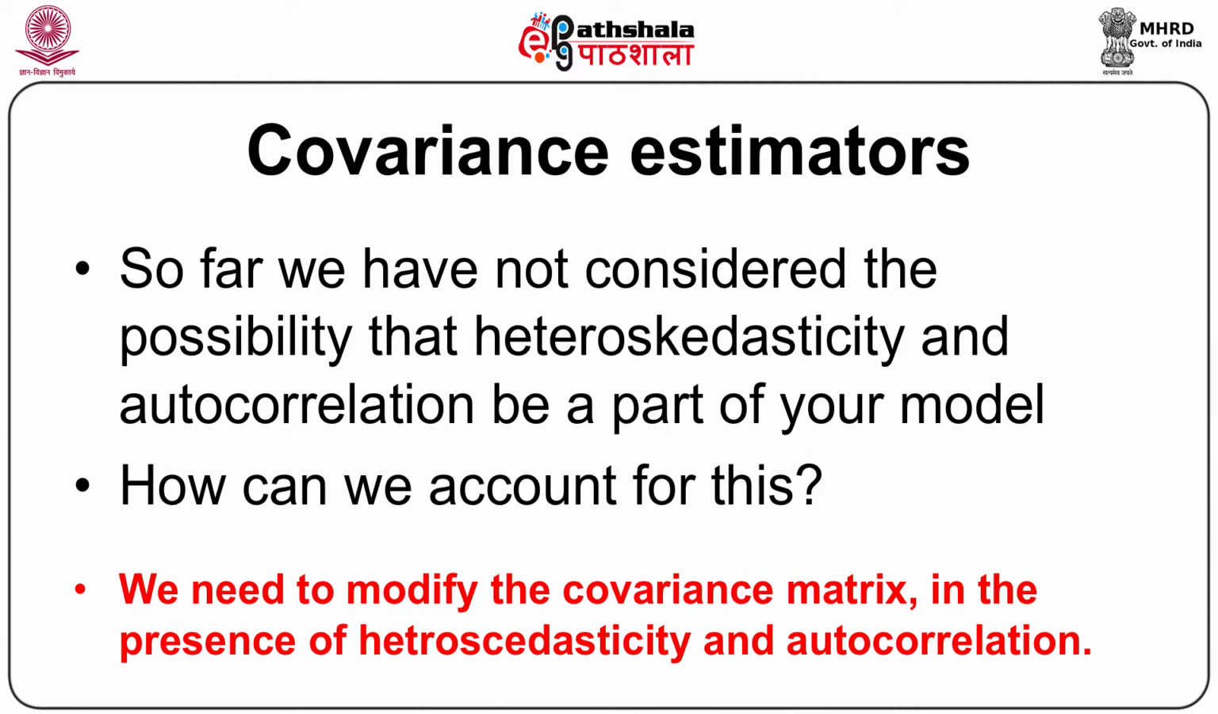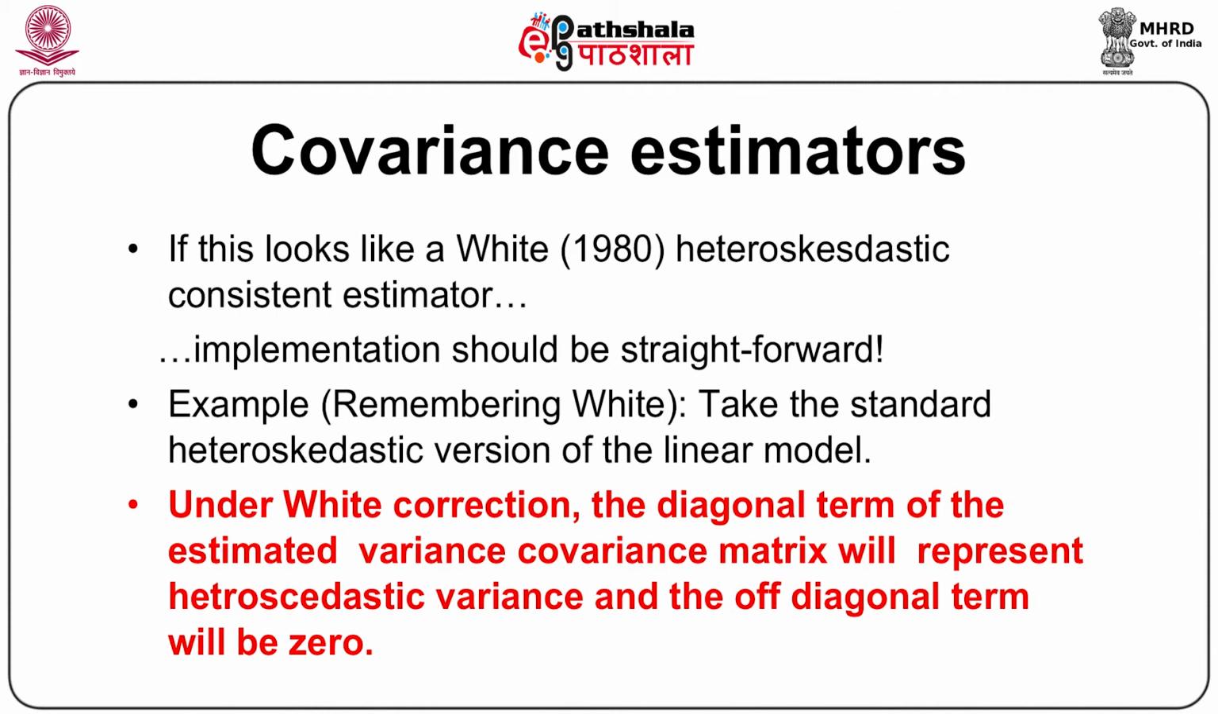Now, how do we take account of this? If we want to take into account the problem of heteroscedasticity as well as autocorrelation, we need to modify the covariance matrix in the presence of heteroscedasticity and autocorrelation. Let us first consider the case of heteroscedasticity. In the presence of heteroscedasticity, one can perform the White correction. Under the White correction, the diagonal terms of the estimated variance-covariance matrix will represent the heteroscedastic variances, and the off-diagonal terms will be equal to 0.